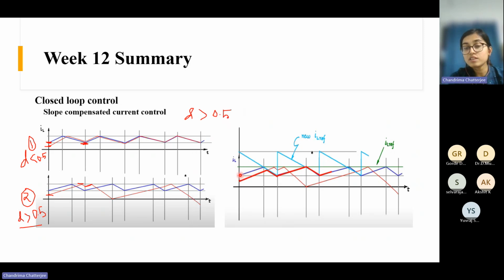But in this case, although it starts here, it can coincide with the ideal waveform because we have changed this current reference. The current reference is not a constant line; it is like this. So it hits the current limit here instead of here, then it comes back. Again it starts rising and comes back here. So now the current is okay, and like this you can resolve this issue of instability.